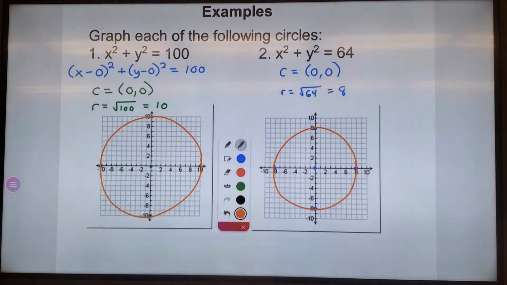All right, questions? These are going to be worth 3 points apiece. I'm going to give 1 point for the correct center identified. I'm going to give 1 point for the correct radius identified, and 1 point for the correct graph. Okay, so make sure you pay attention to these.